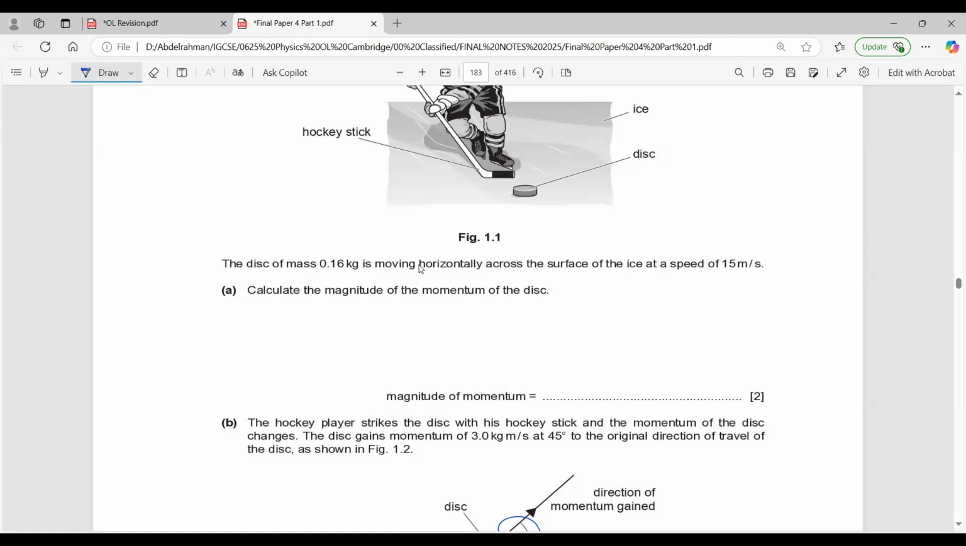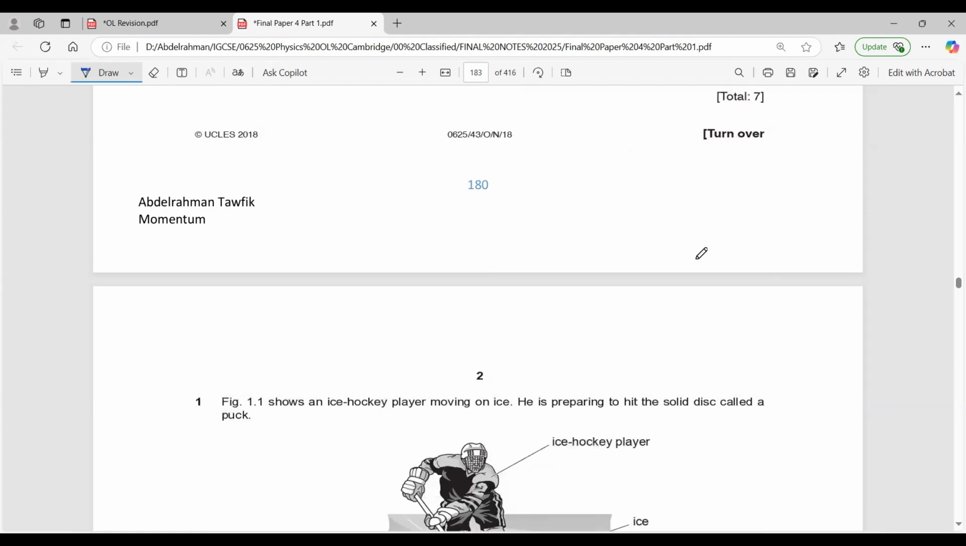Of course, you can find the magnitude of the momentum, P equals mv. If you want to solve part A, P equals mv, the mass is 0.16 and the velocity is 15, so 0.16 times 15 is 2.4, and again do not forget the unit, kilograms meters per second.